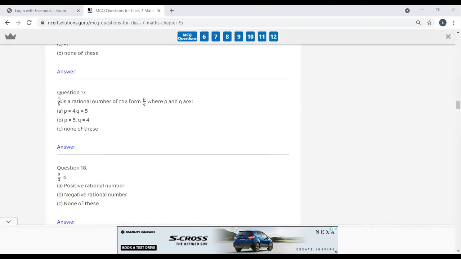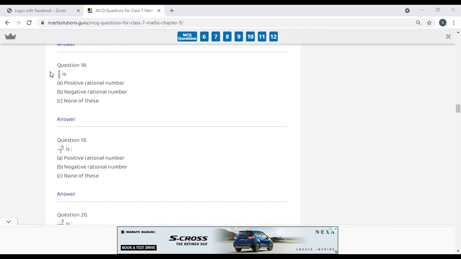Mitul. Yes, Sanya, can you answer this question? 4 by 5 is a rational number. Can you tell me what is P and Q here? Ma'am, P is equal to 4 and Q is equal to 5. What is P by Q called? It is the form of a rational number. Now, next is 2 by 3. 2 by 3 is a positive rational number, negative or none?